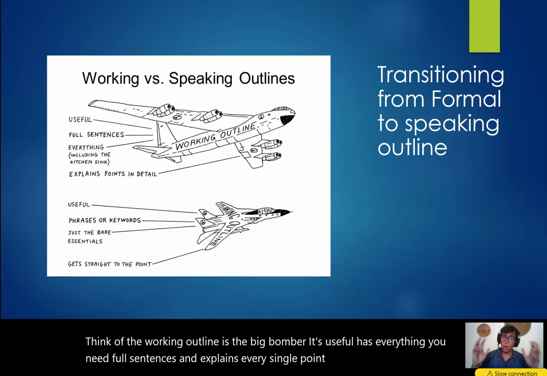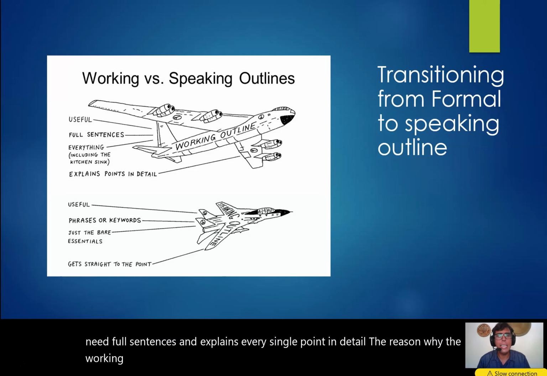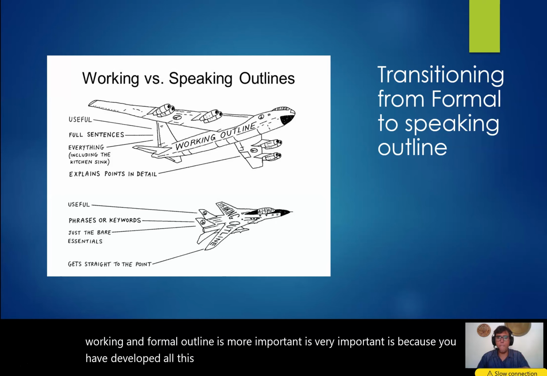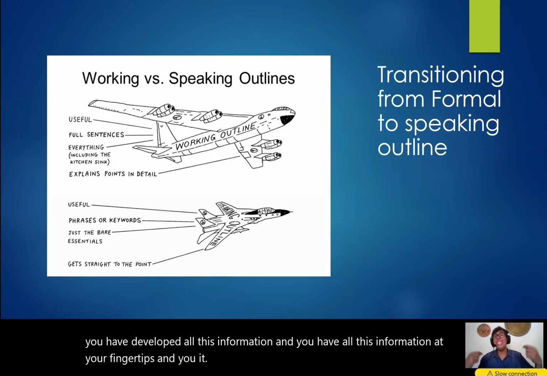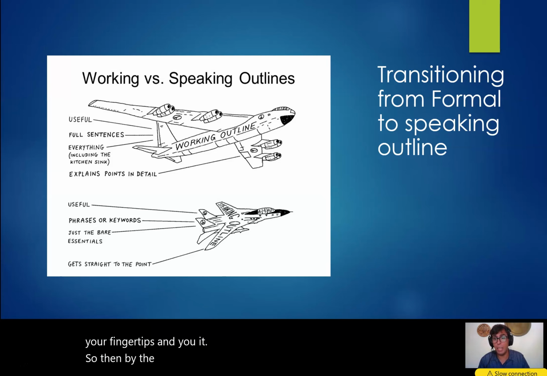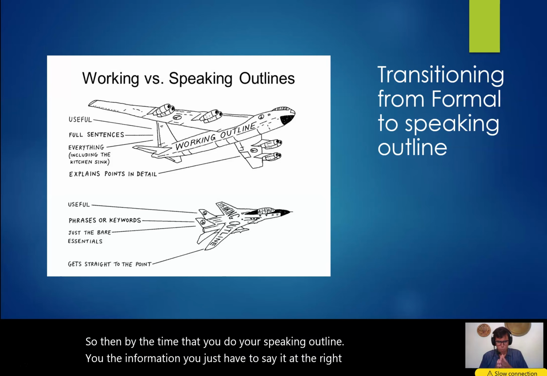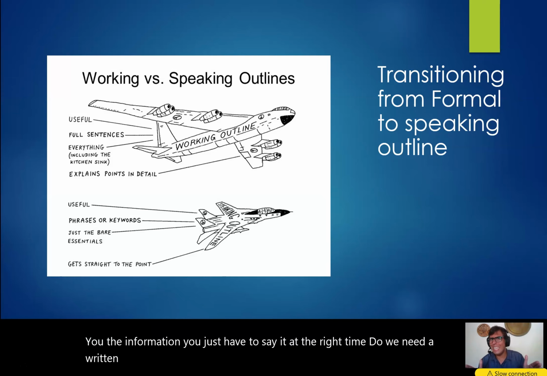The reason why the working and formal outline is very important is because you have developed all this information and you have all this information at your fingertips and you now know it. So by the time that you do your speaking outline, you already know the information. You just have to say it at the right time. Do we need a written out script of what we think about certain things? No, of course not, because we have that already in our knowledge.